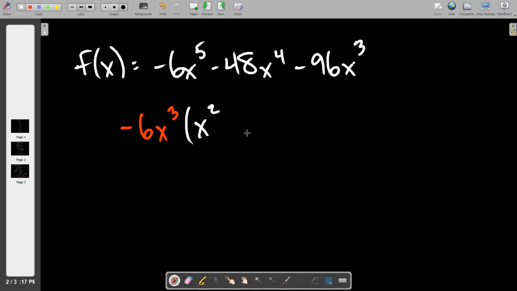x squared plus 8x plus 16, right? All right, so we made it through that step. And again, going back to a question from earlier, is there a trick to finding the GCF? Not really. It's just kind of roll up your sleeves and get in there and use your calculator to assist you when you're testing to see if things can divide by other things.